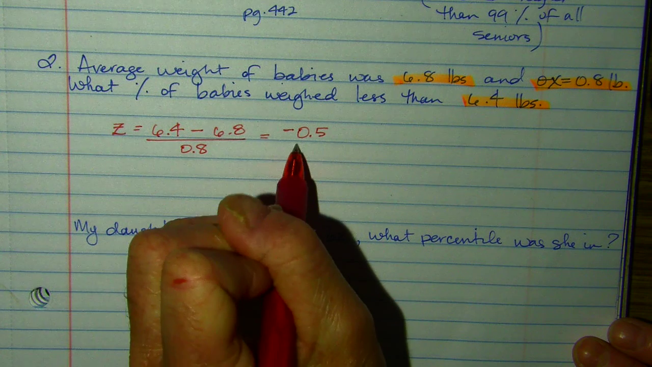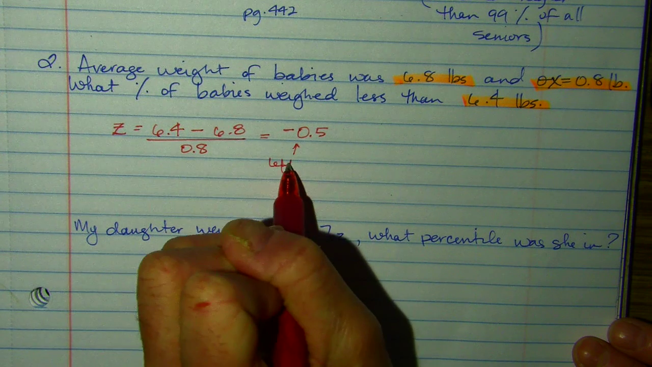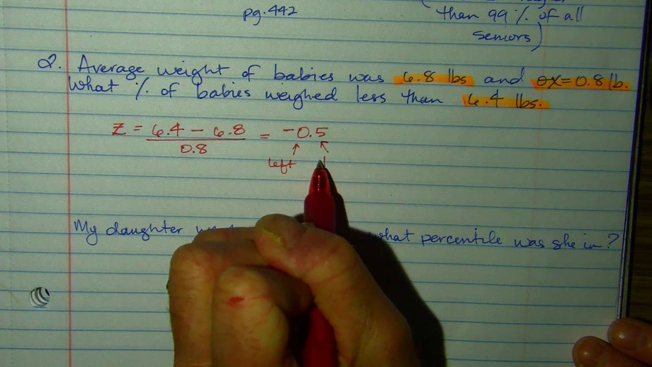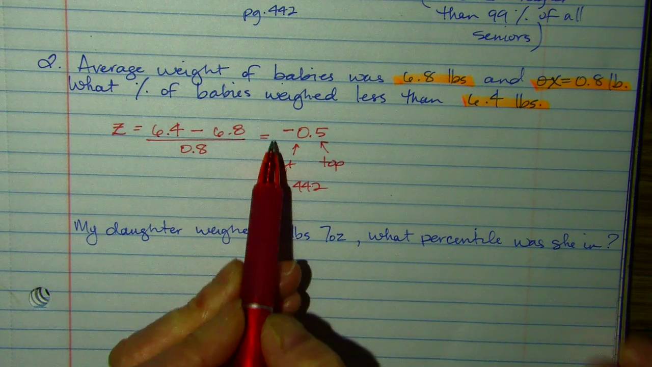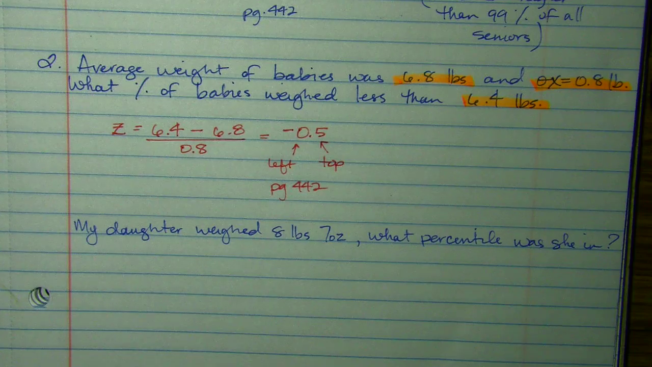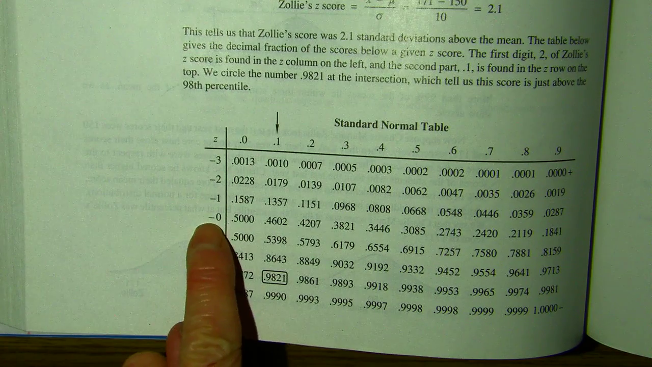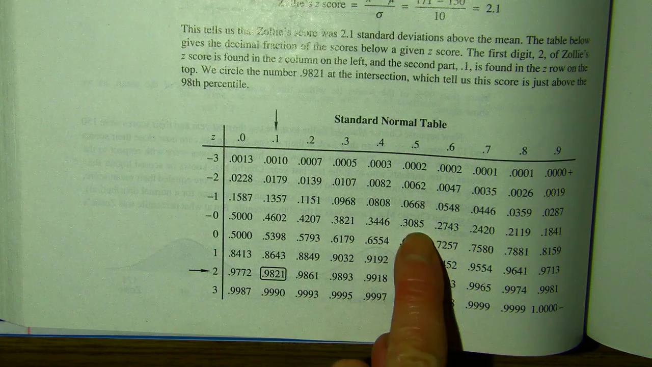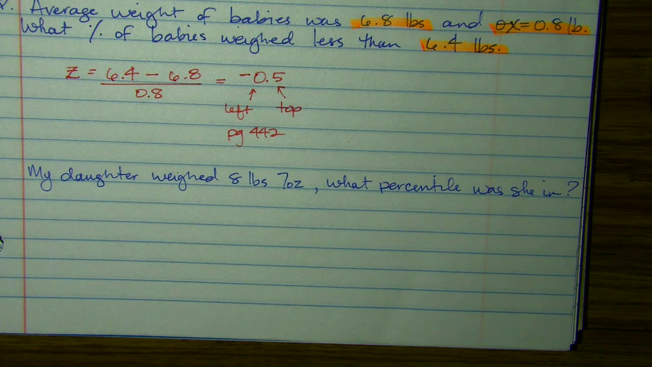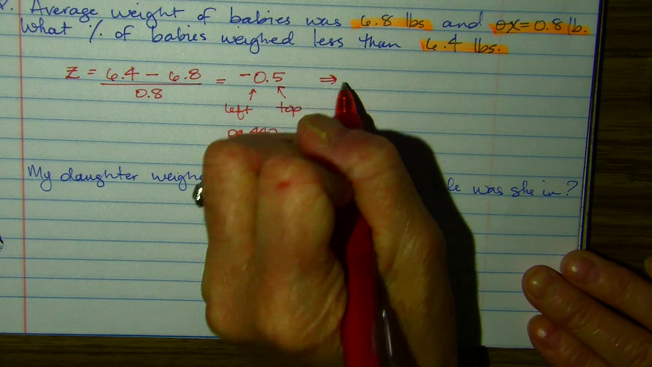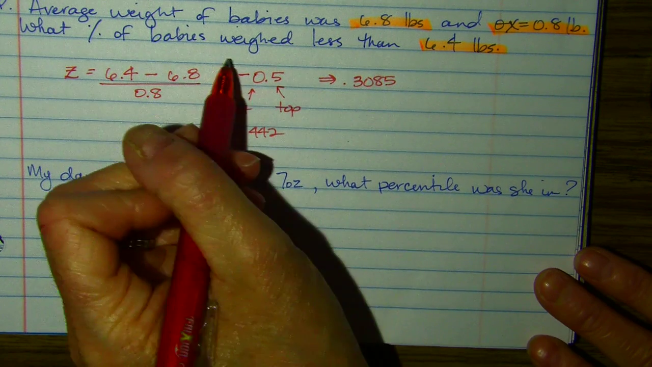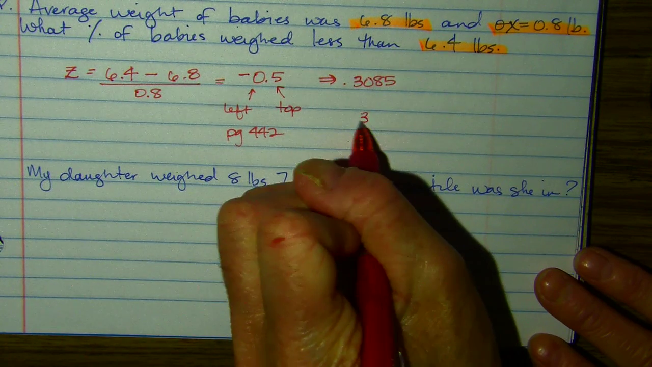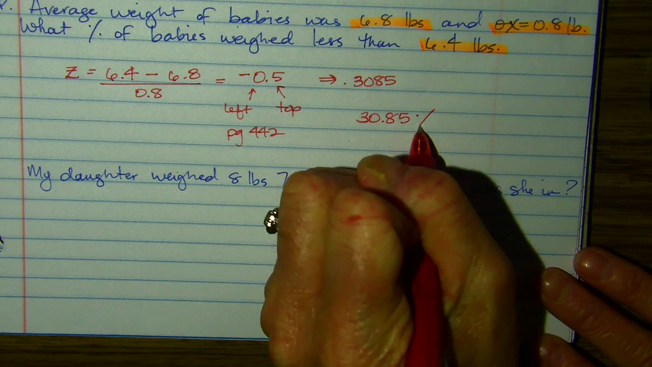So remember, this first number is on the left, and this is the top number on page 442. So I'm looking at negative 0. So that would be here. And I'm going to go over 0.5, so I get 0.3085. So the percent of babies that weighed less than 6.4 is 30.85%.